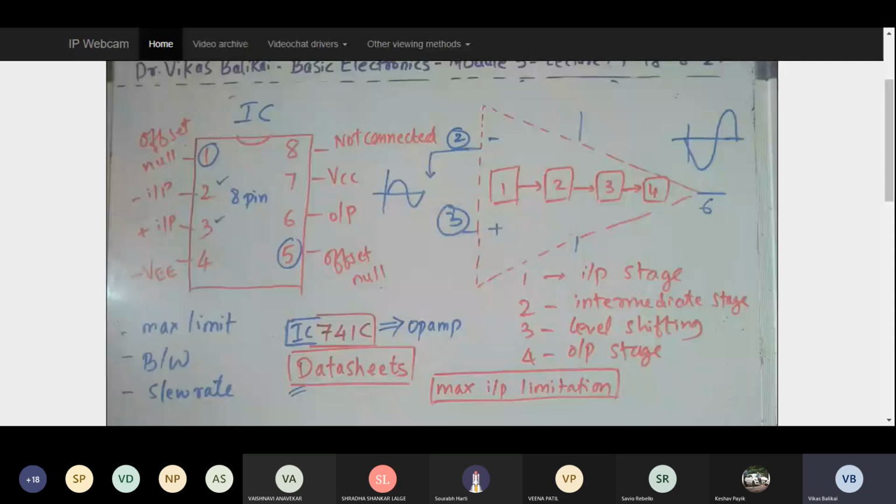All those, along with other parameters, will be mentioned in the data sheets. So data sheets play a very important role when you try to operate on any ICs. When you get any IC, the data sheet will be of prime importance when you want to work on that particular IC or device. So that's about your data sheet.